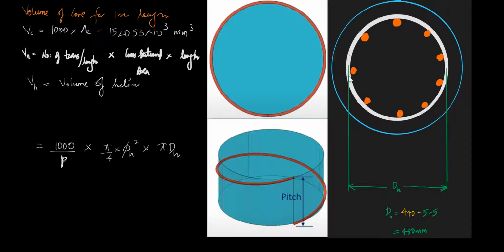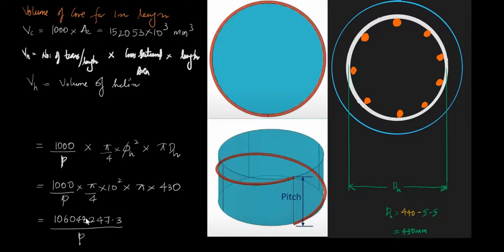That is the center. I am taking the center line of the helical reinforcement, that is from here to here will give dh. You know, up to here, that is dc, that is 440 mm, minus, if I am taking 10 mm diameter helical reinforcement, that is minus 5 from here and minus 5 from here, I'll get dh as 430 mm. So this will give you the circumference of the turn. That is, I can write 1000 divided by p into pi by 4 into 5h square, that is the cross-sectional area, into pi into 430. So you'll get an equation like this.